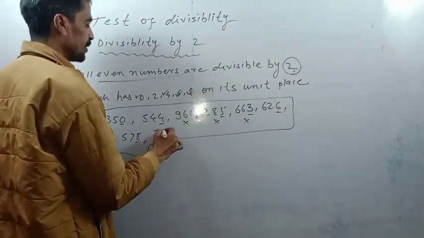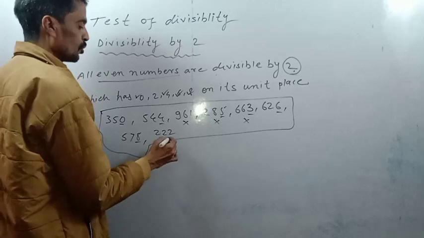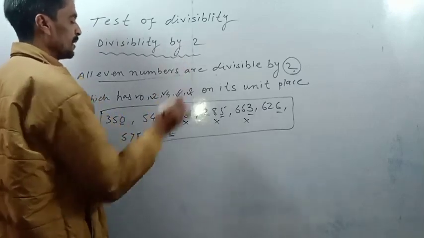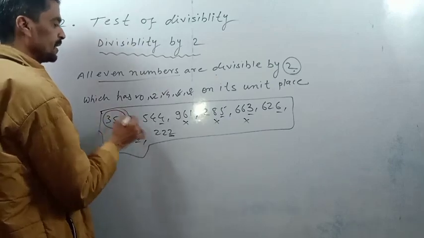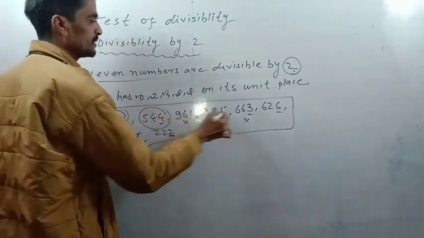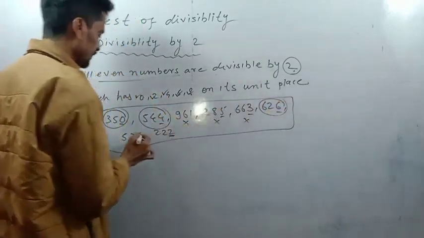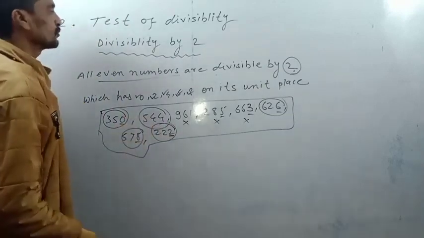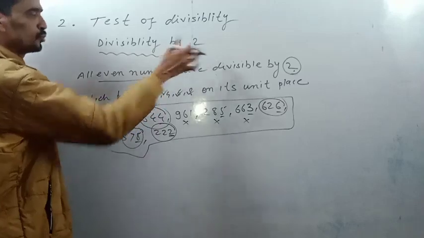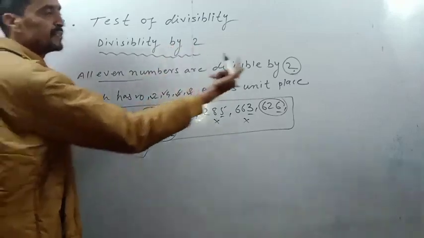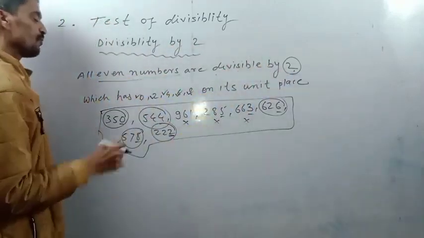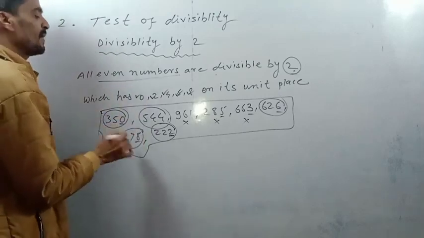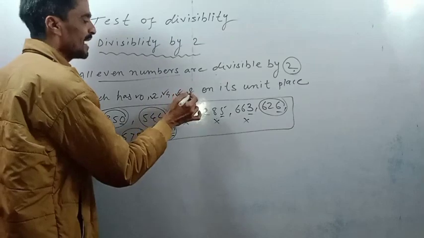Another number, 222: on the units place there is a 2, that's why it is also divisible by 2. Once again I would like to tell you that for the divisibility of 2, all even numbers are divisible by 2. Otherwise we can see the given number's units place: 0, 2, 4, 6, 8.